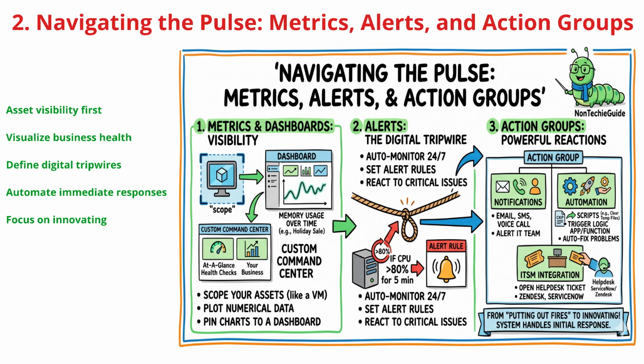But you can't watch graphs 24/7. That's where alerts come in. Think of an alert as a digital tripwire. When triggered, it activates an action group to decide what happens next. These can send instant notifications to your team, trigger automation to auto-fix problems like full disks, or even open help desk tickets automatically. By letting the system handle the initial response, you move from putting out fires to true innovation.